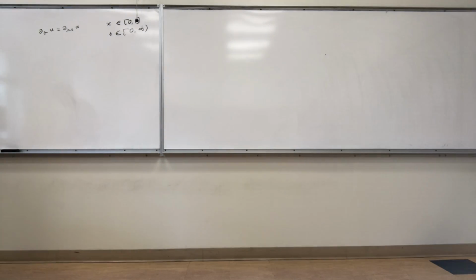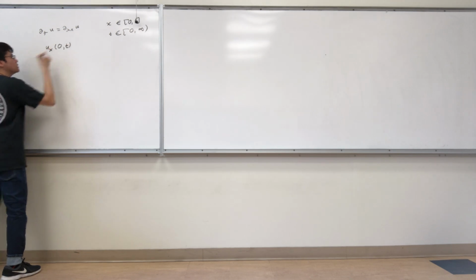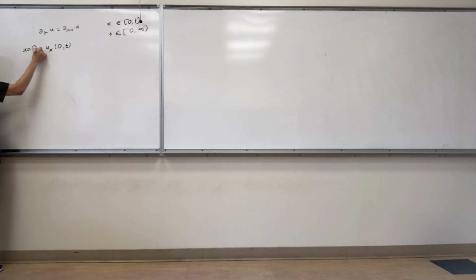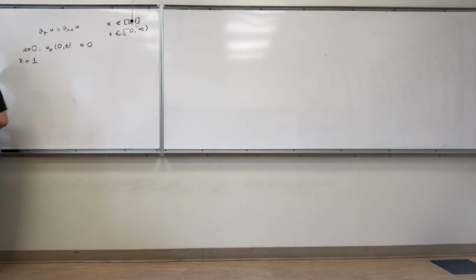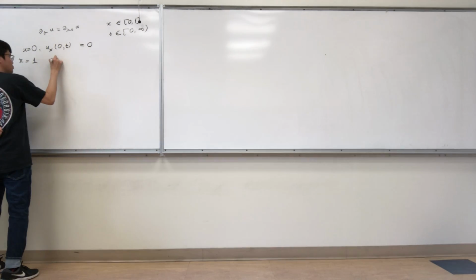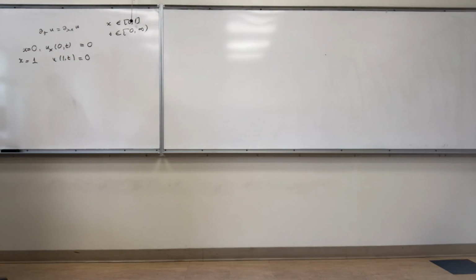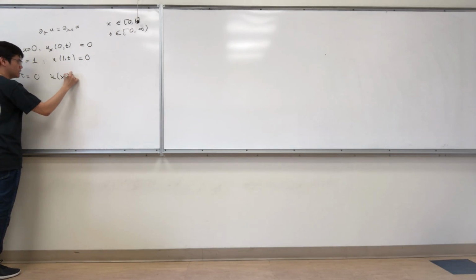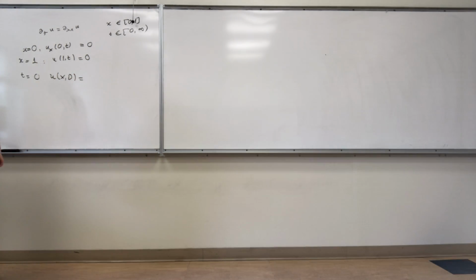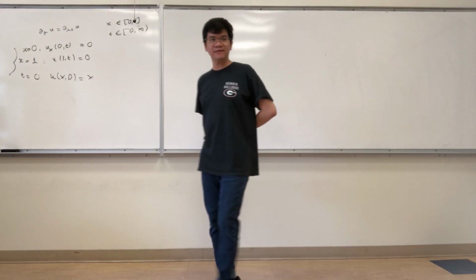Alright? So we have boundary conditions. At x equal to 0, u is equal to 0, and at x equal to 1, u is equal to 0 as well. When t is equal to 0, u(x, 0) will be x, right? So this is the heat equation that we were trying to solve in the previous class.